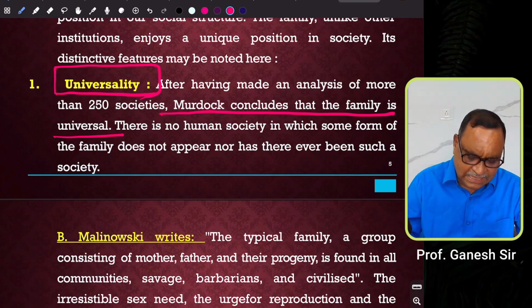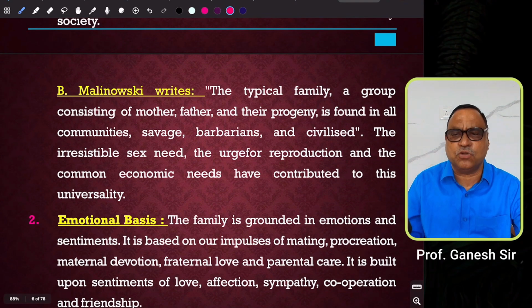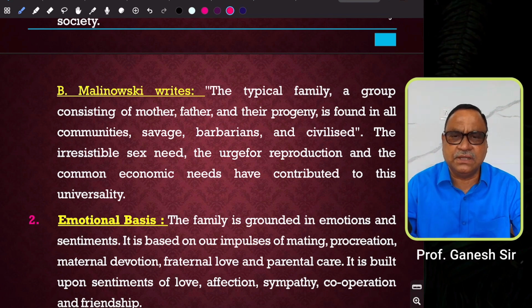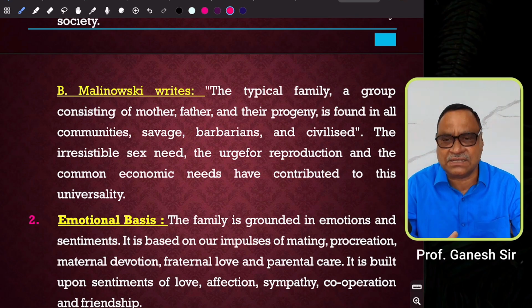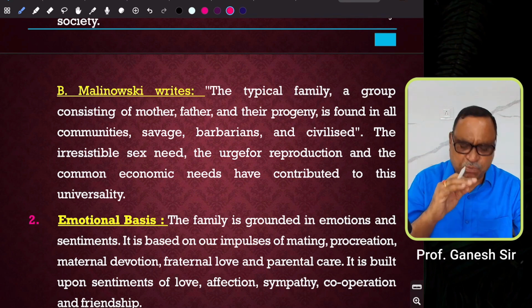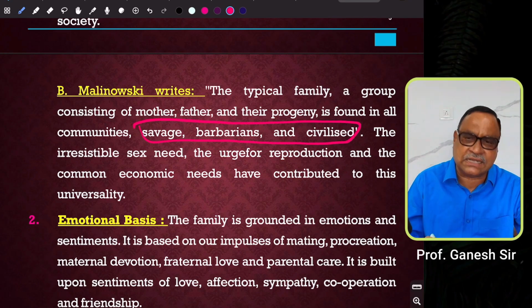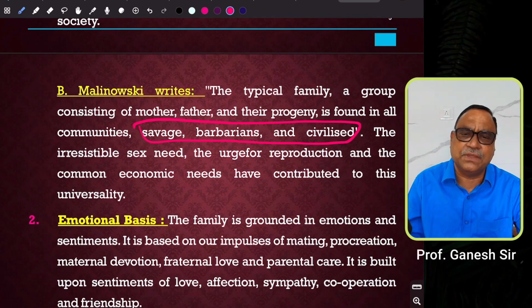Then, according to Bronislaw Malinowski, a popular anthropologist, the typical family, a group consisting of mother, father, and their progeny, is found in all communities: savage, barbarian, and civilized. The irresistible sex need, the urge for reproduction, and the common economic needs have contributed to this universality. This point is again very important. First thing, the family as a social institution exists in all societies like savage, barbarian, and civilized.